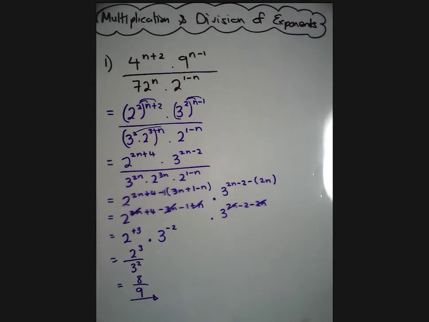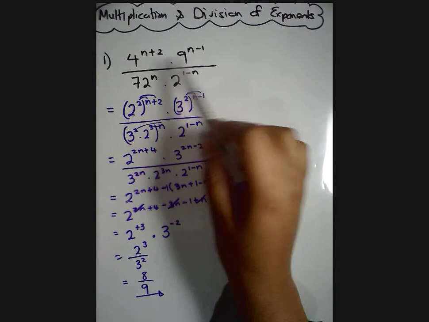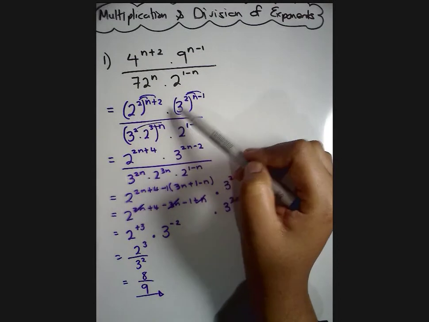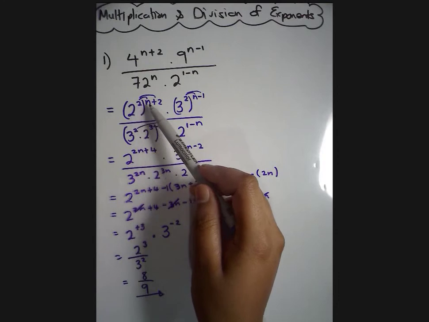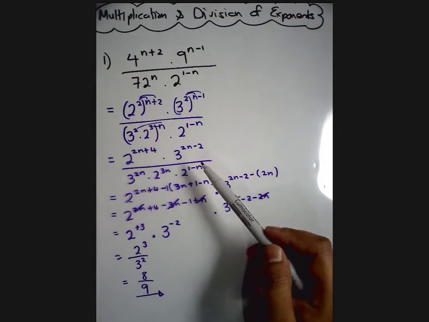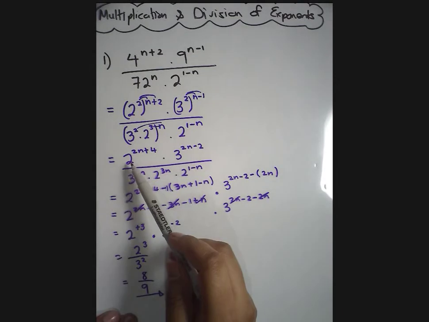If you look at it, we're just going to go over it again. Step number 1, convert your numbers into prime bases. Then step number 2, multiply the inside exponent with the outside exponents. And then step number 3, after you do that, collect all the same prime bases.